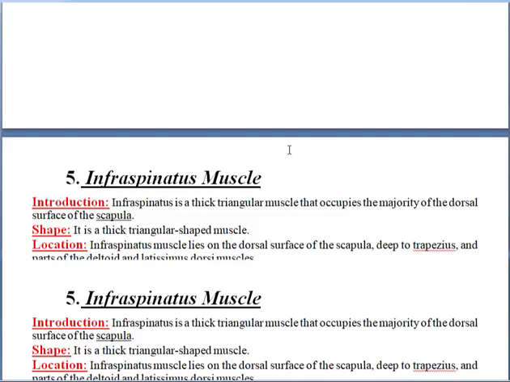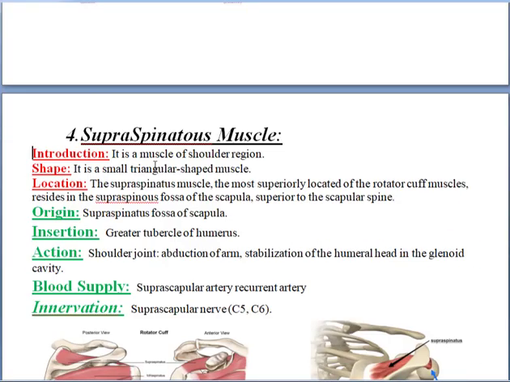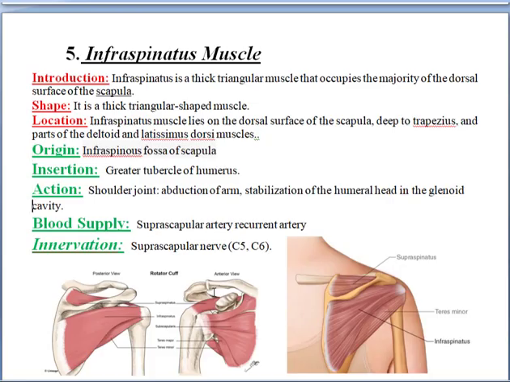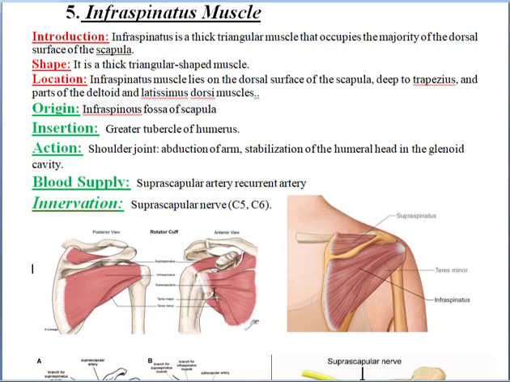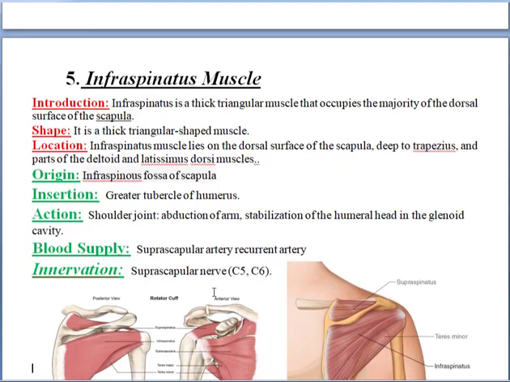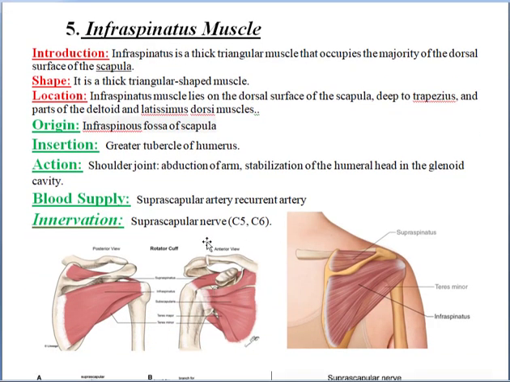So what did we see about the supraspinatus muscle? All these points. I hope you remember this. Then the next muscle in this area is the infraspinatus muscle. Infra means below, spinatus means spine of the scapula. So here you can see this muscle. This is the infraspinatus muscle. You can see this is the scapular spine and supraspinatus muscle, and this is the infraspinatus muscle.